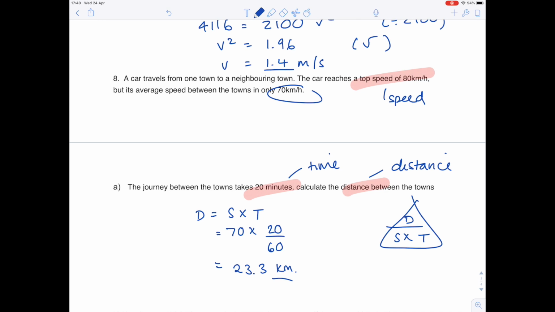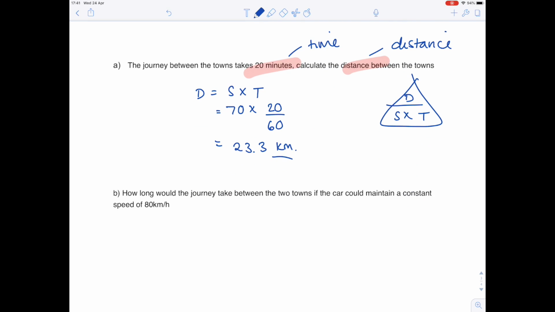Let's see if that makes sense. So it has an average speed of 70 kilometers per hour, but it only travels for 20 minutes. So it won't obviously have done 70 kilometers because it's only traveled for 20 minutes. So really it's only a third of a 70, which is your answer. And actually my answer is sensible because 23.3 does look like a third. I do like to check if my answer is sensible.